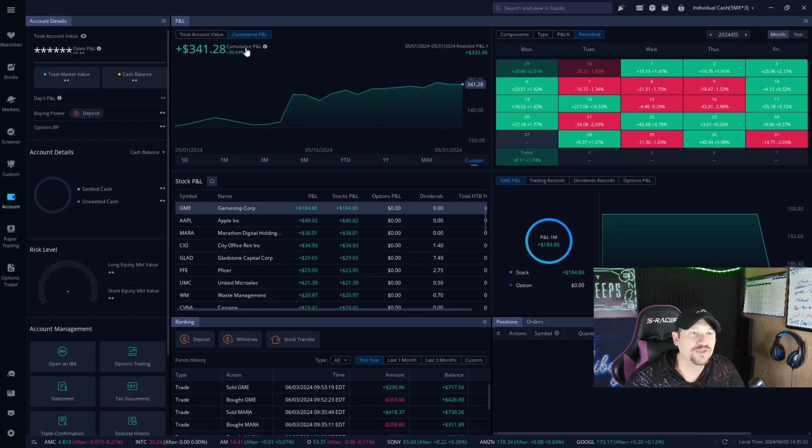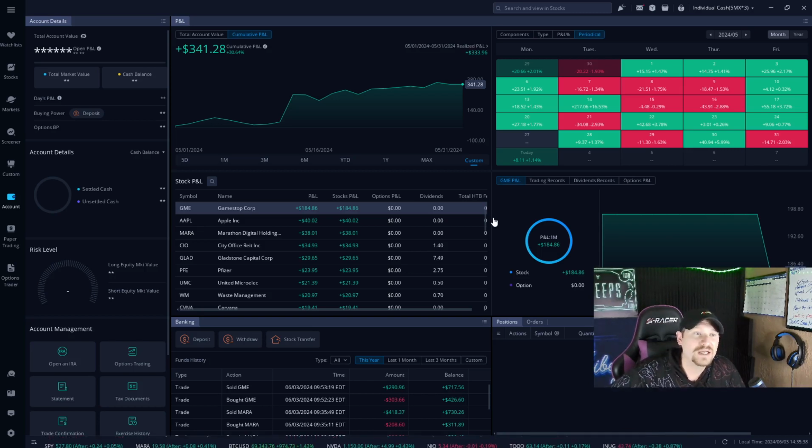Cumulative P&L 30% here in a single month, $341 total cash. Realized on that was $333. So that means on a 30%, this would have had or did have in May $1,000 in it, right? If you guys know some simple math, right? Maybe a little more, a little less.